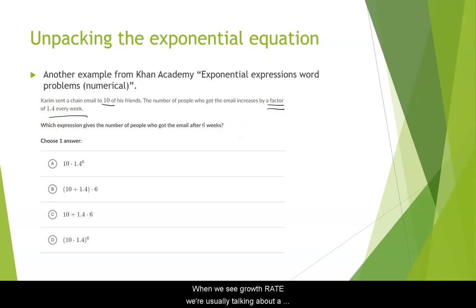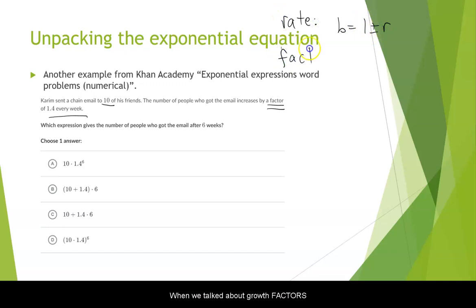When we see growth rate, we're usually talking about a percentage, and we think of our B value as 1 plus or minus R. When we talk about growth factors, just look at B itself, because that means the growth factor overall, the whole thing, is increasing by a factor of 1.4 each week. So that means A equals 10 and B equals 1.4.